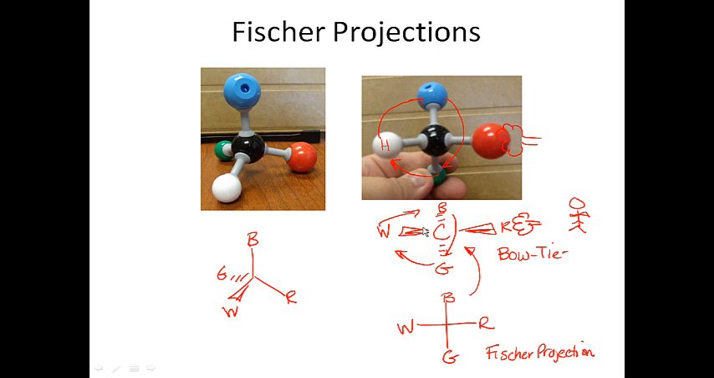So let's say that I gave you a Fischer projection, and I put a hydrogen here, a bromine here, a CH3 here, and let's make it a little more complicated. Let's put a CH2, another CH2, and an OH over here.